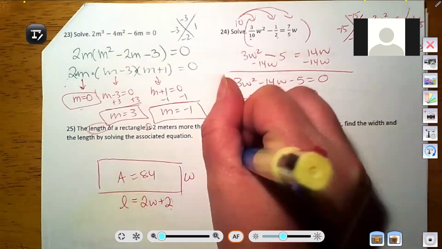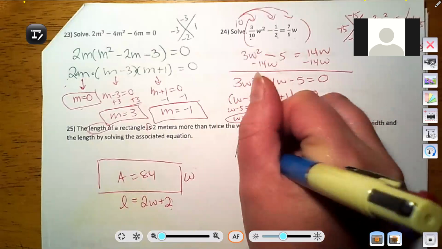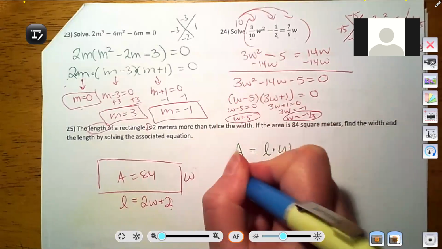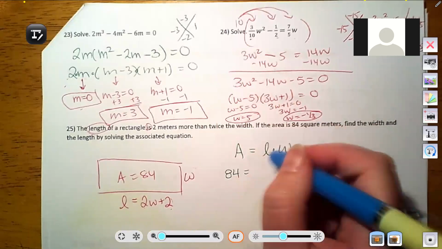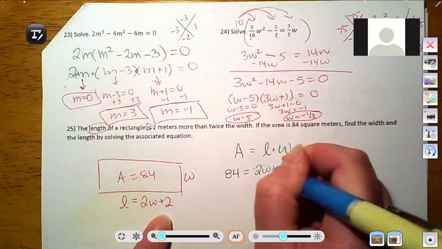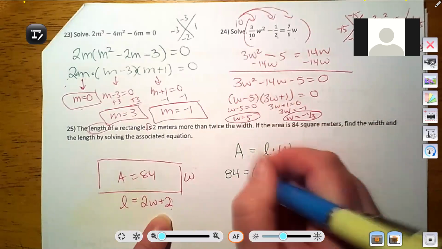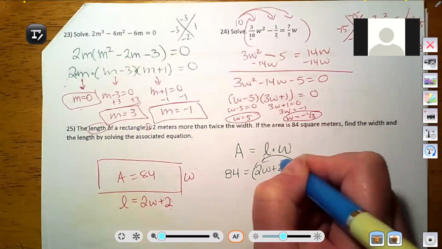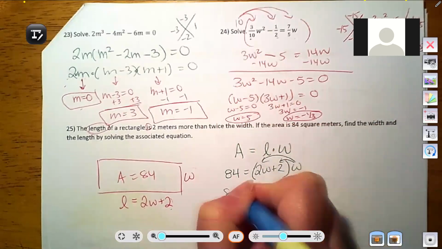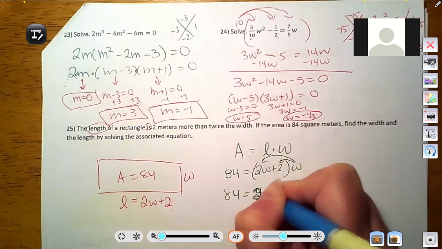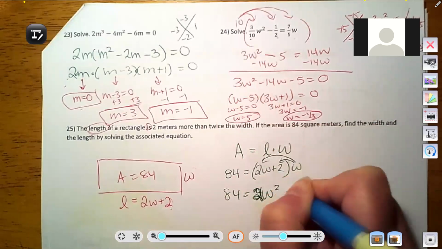So you have to come to the table knowing the area of a rectangle is length times width. Plug in 84 for my area because that was given. The length we'll plug in 2w plus 2. And we're going to multiply that quantity, so it has to be in parentheses, times the width. So we're going to have to multiply both of these by w. Oops, 2w squared plus 2w.